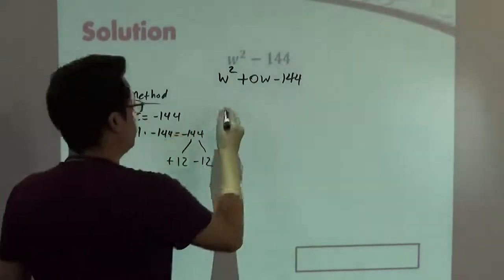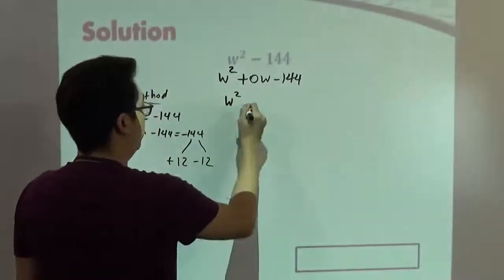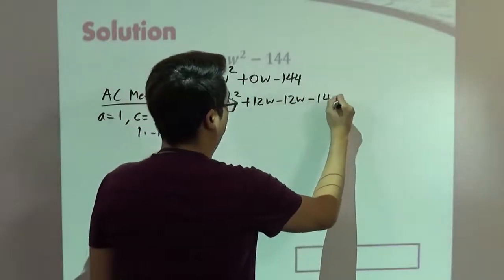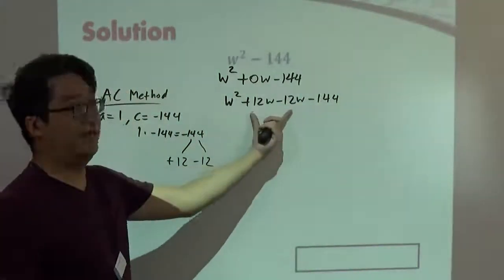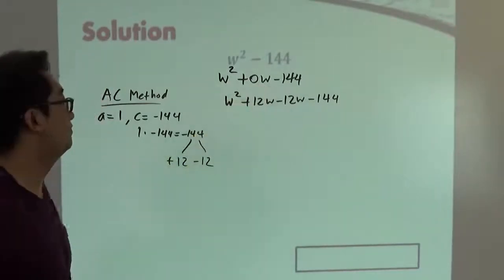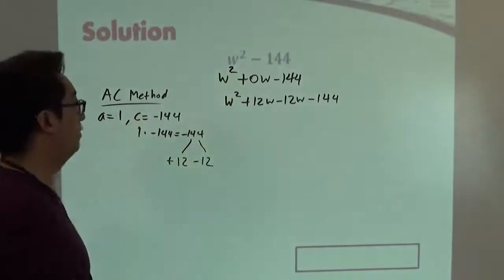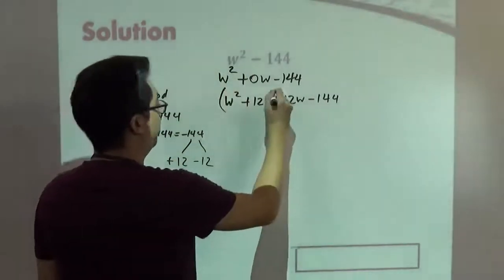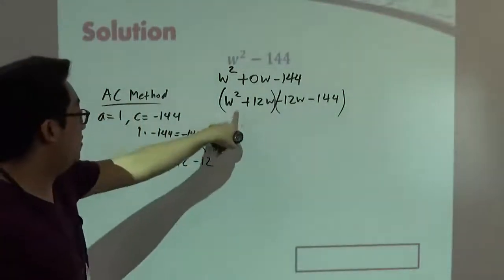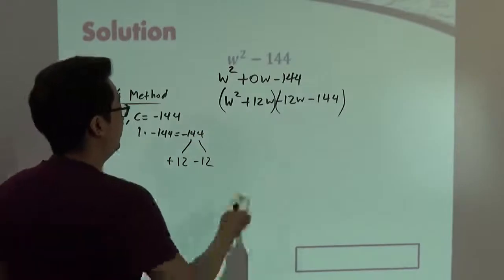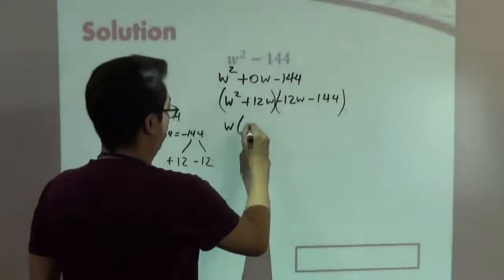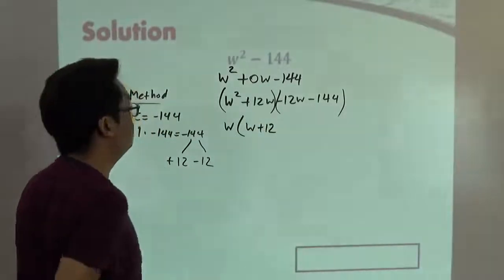So now we rewrite this as w squared plus 12w minus 12w minus 144. Because again, positive 12w, negative 12w, they cancel out. You should have a 0 in the middle, which essentially would just be w squared minus 144. So, I group up my first 2 terms and second 2 terms. Now I find the greatest common factor of my first set of parentheses, which is just a w. And I'm left with w plus 12.